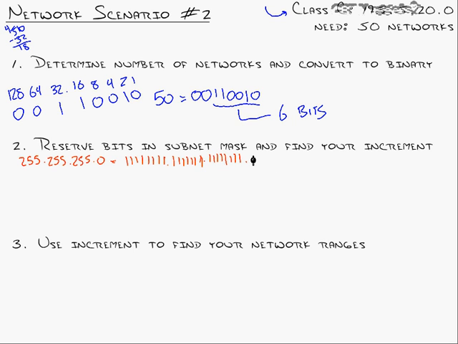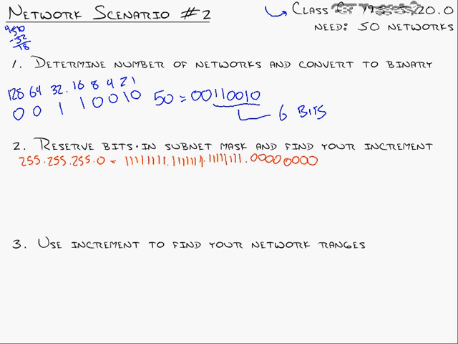not all the ones, it's the zeros. 1, 2, 3, 4, 5, 6, 7, 8. Because the zeros is where we can do our subnetting. We were given a class C address, so we can't change any of those first 24 ones right there. We can only play with the last 8 zeros.